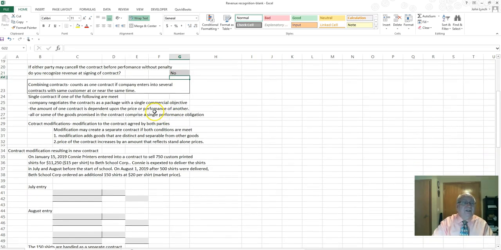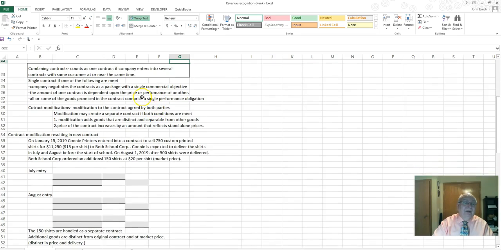Okay. Next issue we have is combining contracts. Counts as one contract if a company enters into several contracts with the same customer at or near the same time. Now that's not a hard fast, it has to meet one of the following criteria, I should say.